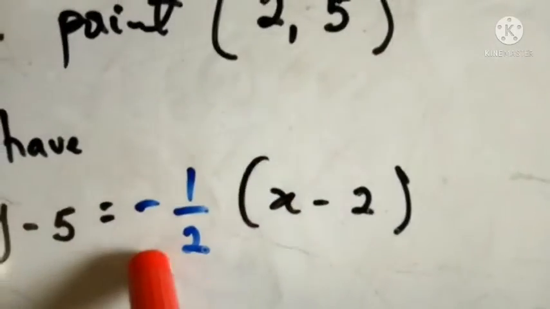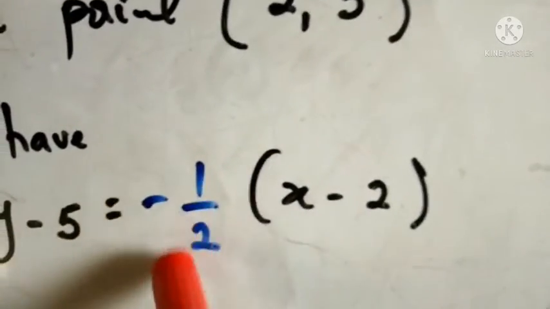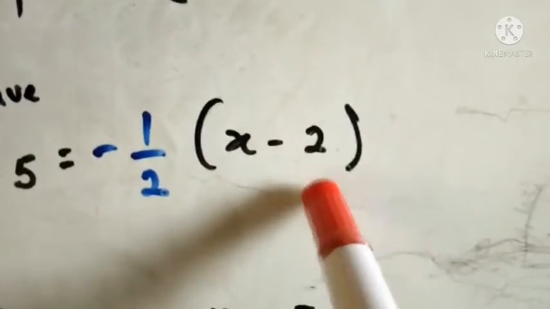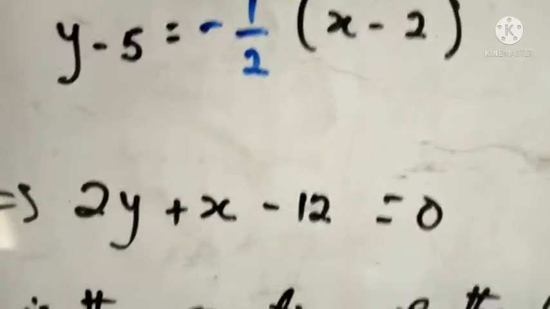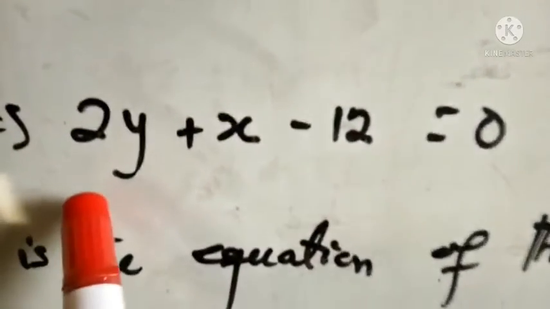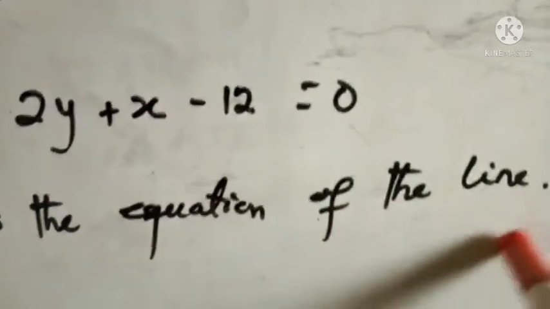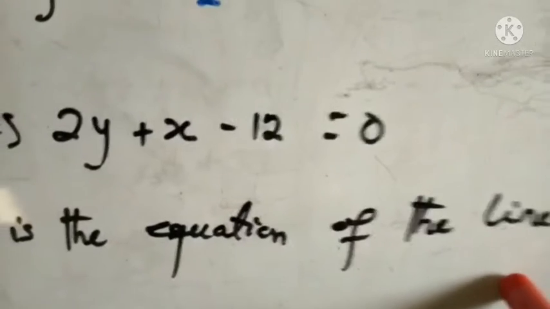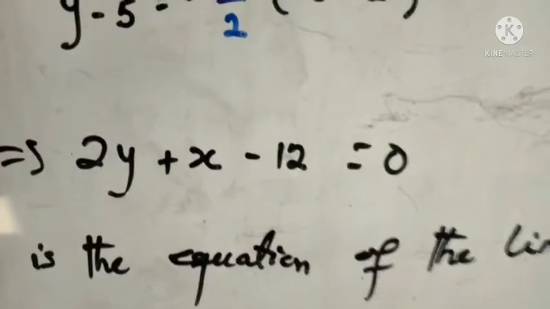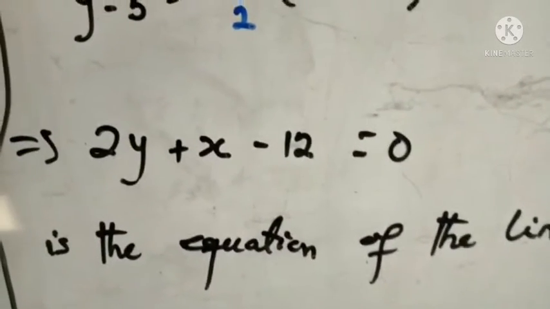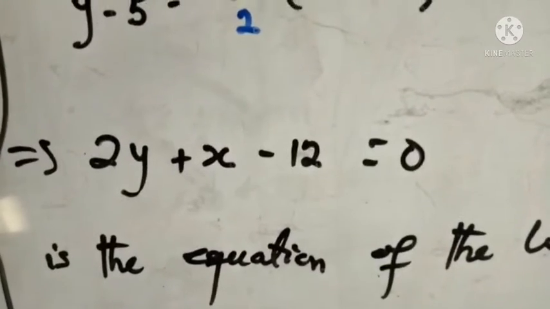5 here. That is equal to the gradient, which is minus 1/2, times x minus 2. So multiply through by 2, and you should arrive at 2y plus x minus 12 is equal to 0. So this is the new equation of a line that they are asking us to find. This is how simple and easy it is to use the equation of a line. You can find almost all the equations of a line in mathematics.